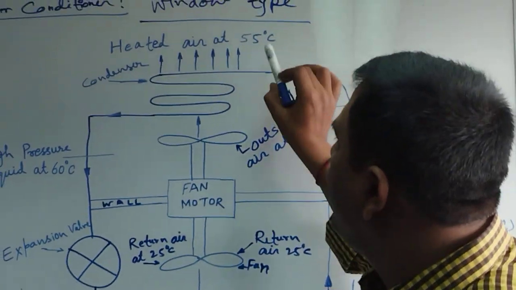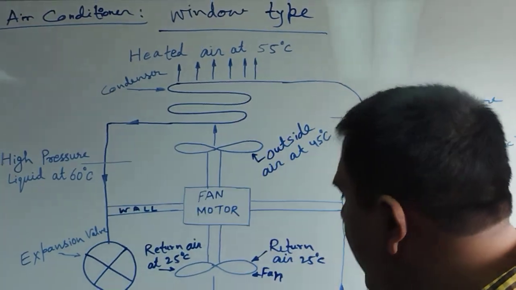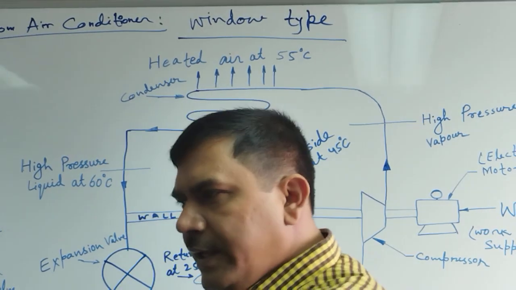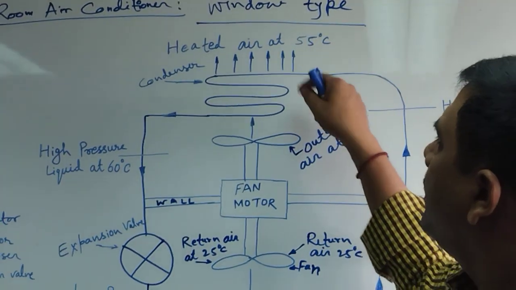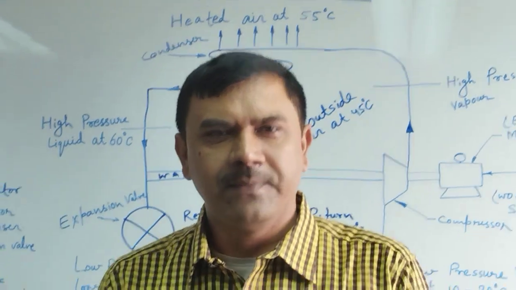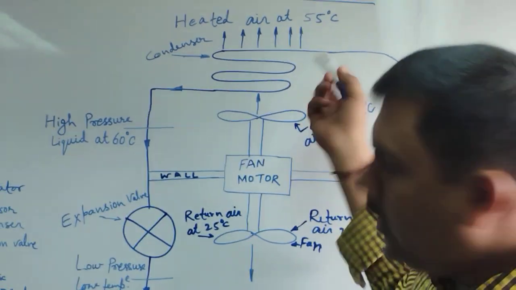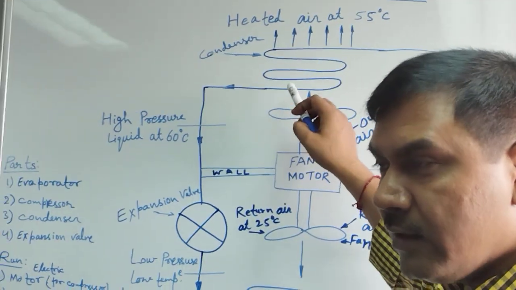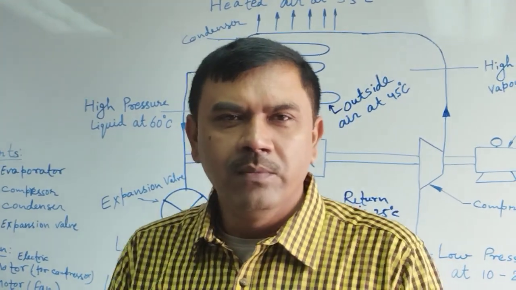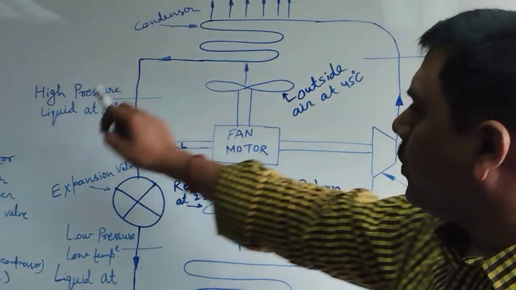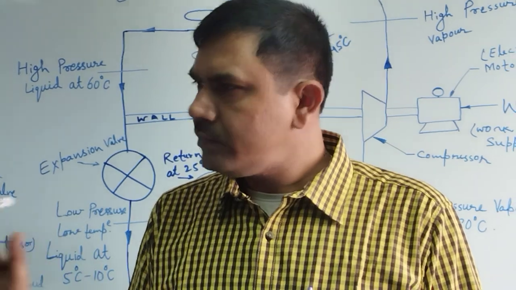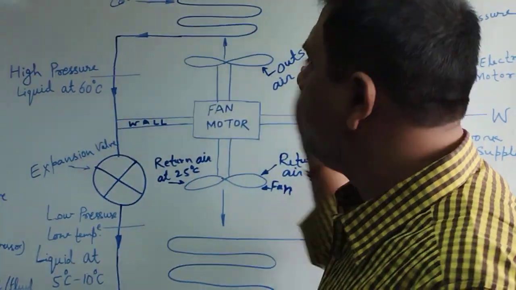Then the air receives the heat here and releases it here. When this heat is released, the environment temperature goes to 45 to 55 degrees Celsius. Now, when the refrigerant releases its heat, it will transform from vapor to liquid. Okay, understood? Transfer from vapor to liquid.